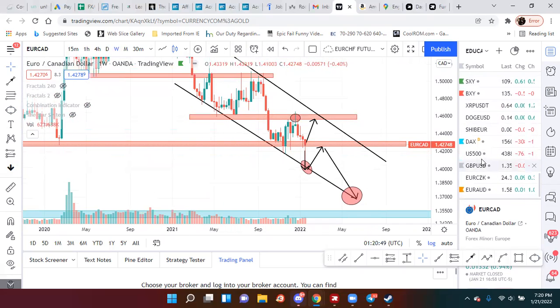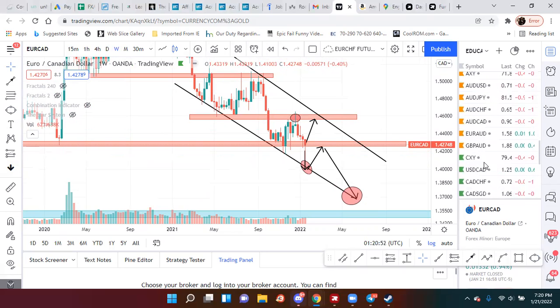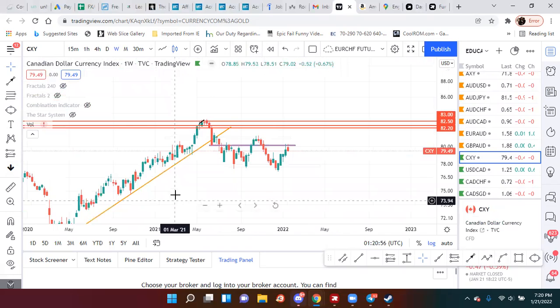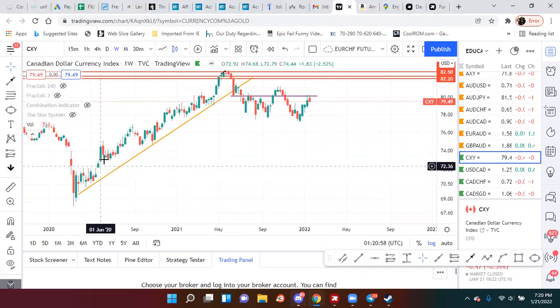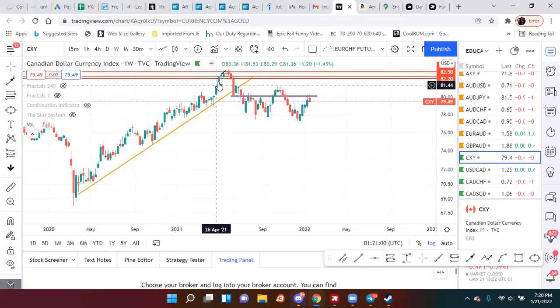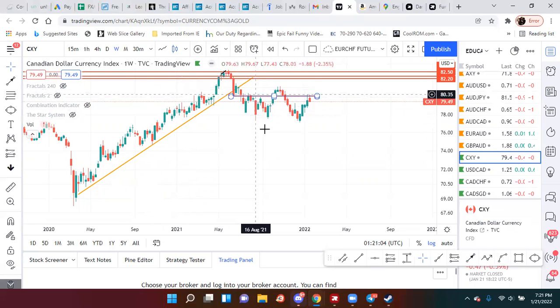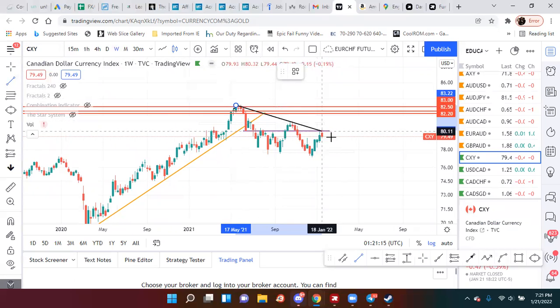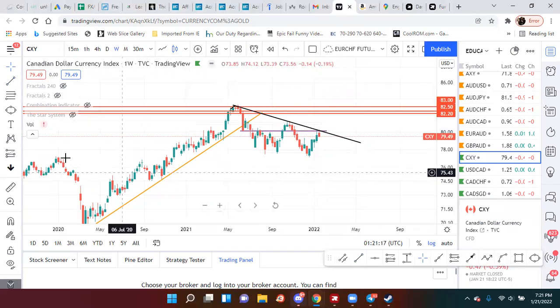Just looking at the CXY. Where's my CXY? All right, so the CXY, the Canadian, weekly wise, it was trending up, and then this is when USD CAD finally pushed back up. We failed to make higher highs from this point. So this is a lower low from this point, and this is lower than that point. So as you can see, let's see if it continues trending.